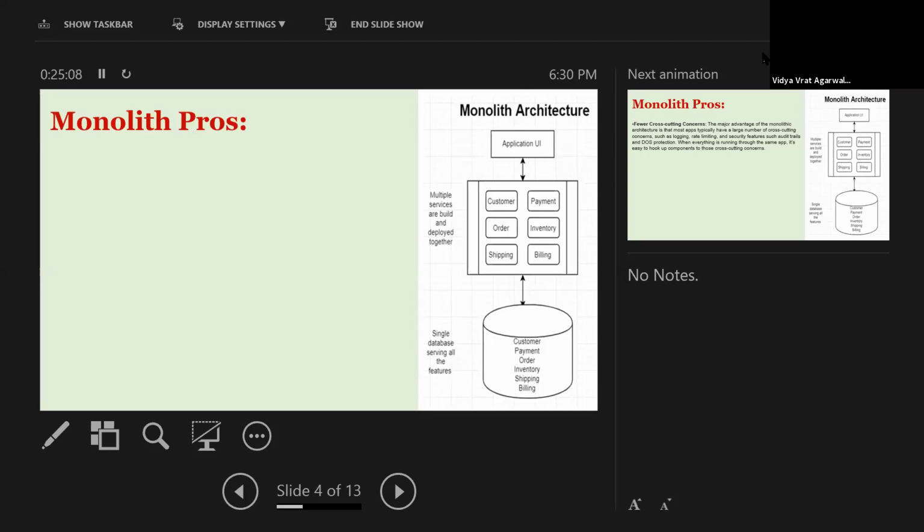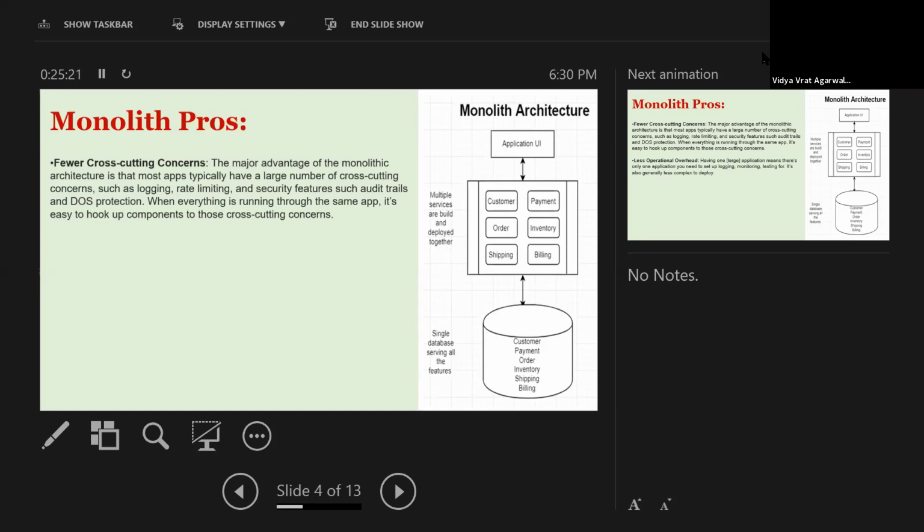Everything has its own pros and cons. The same is applicable to microservices as well. There are always trade-offs of picking one architecture style over another. Now let's talk about a couple of the benefits of monolith architecture. The first one is fewer cross-cutting concerns. Is there anybody who knows what a cross-cutting concern is?